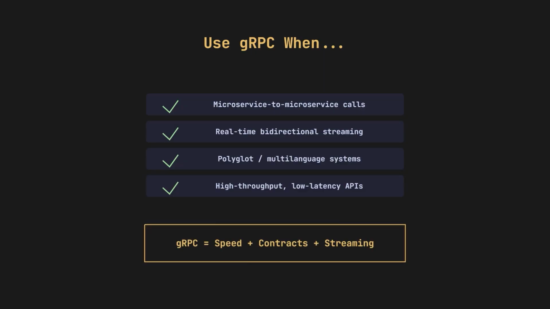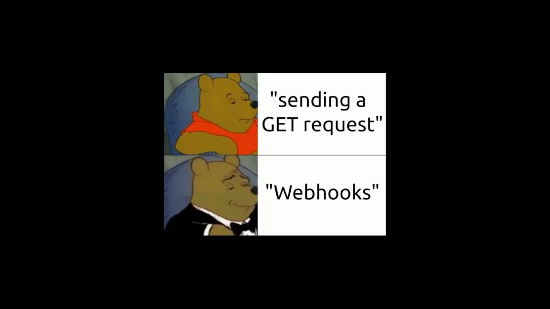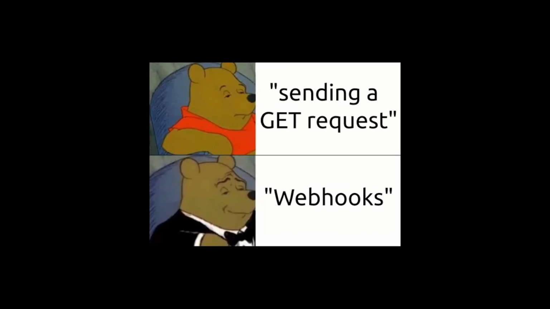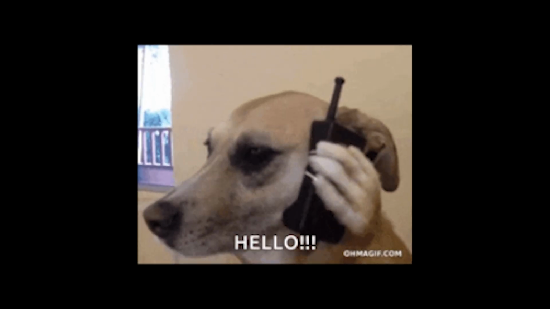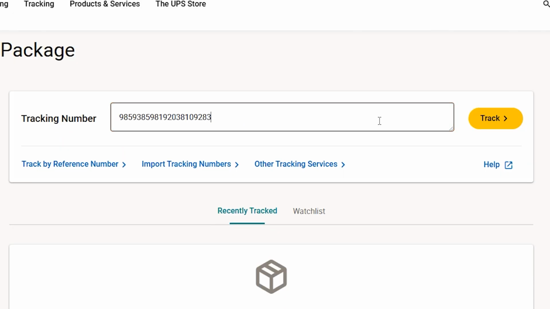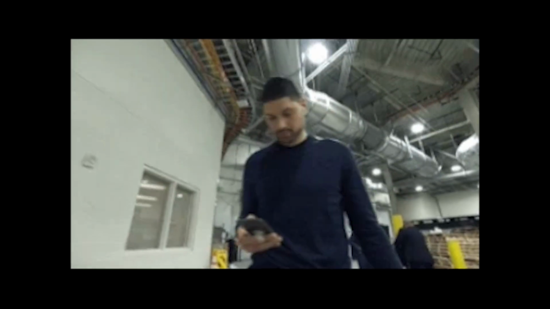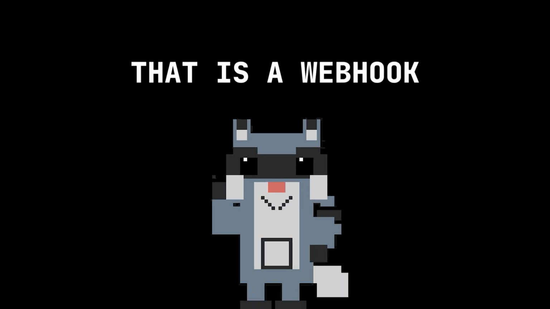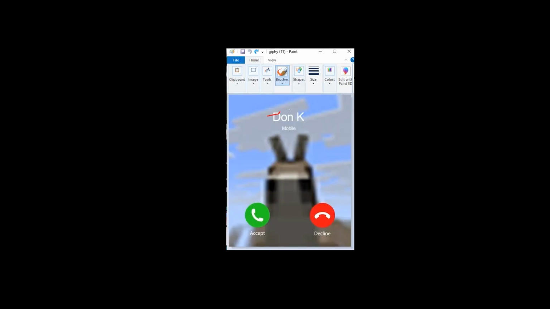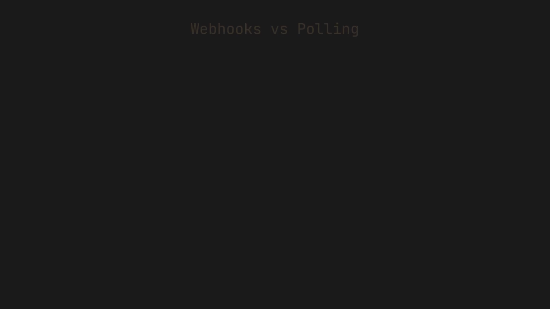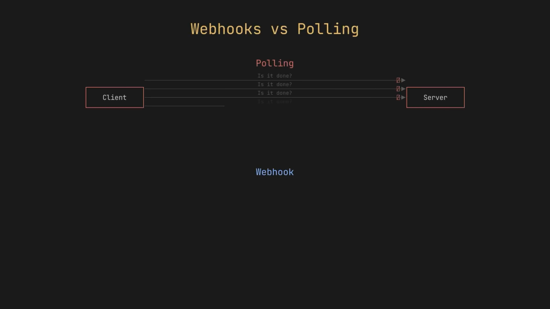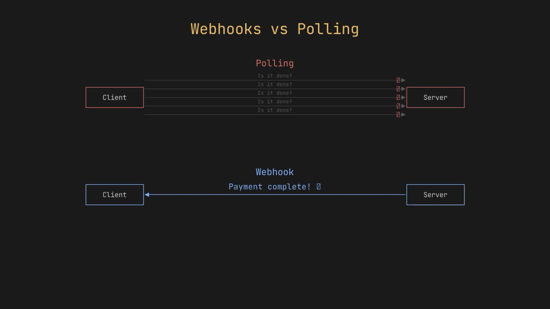Here is a concept that trips up a lot of junior developers: webhooks. Imagine you order a package online. You could refresh the tracking page every 5 minutes, checking if it arrived. That is polling. Or you could just get a text message when it actually arrives. That is a webhook. With webhooks, instead of you calling the server, the server calls you. You register a URL on your end, and whenever something happens, a payment is completed, a new user signs up, a file is uploaded, the external service sends a POST request to your URL with the event data.